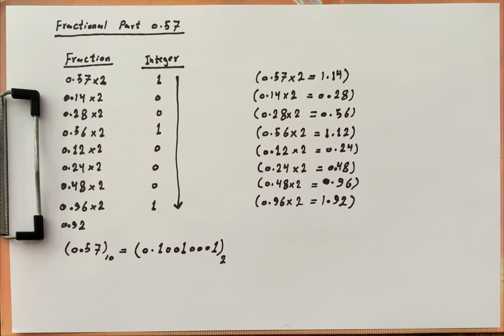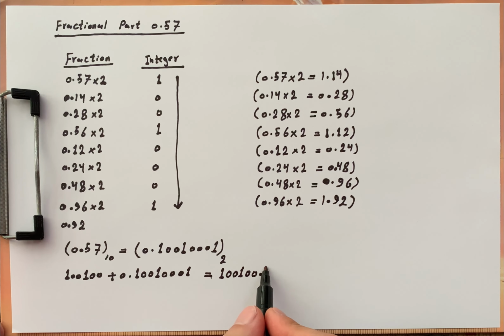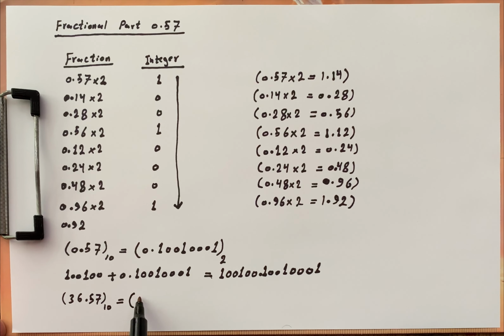The converted integer of 36 was 100100 plus the converted fractional, which is 0.1001001. This is equal to 100100.10001. So the number 36.57 in decimal is equal to 100100.10001 in binary. Let us take another example.